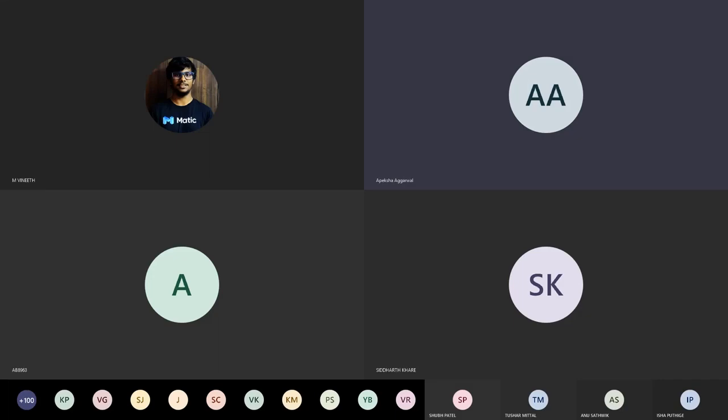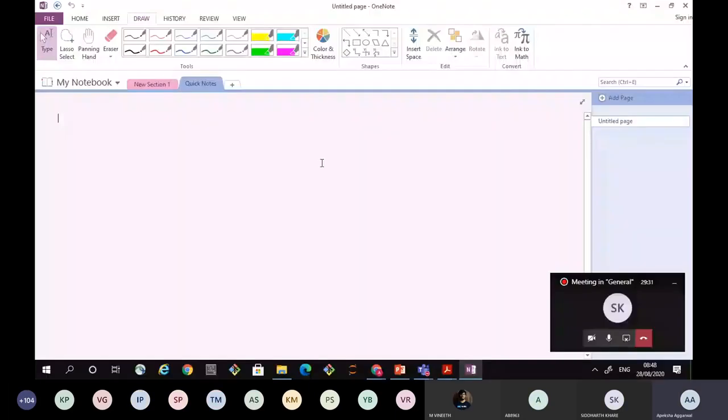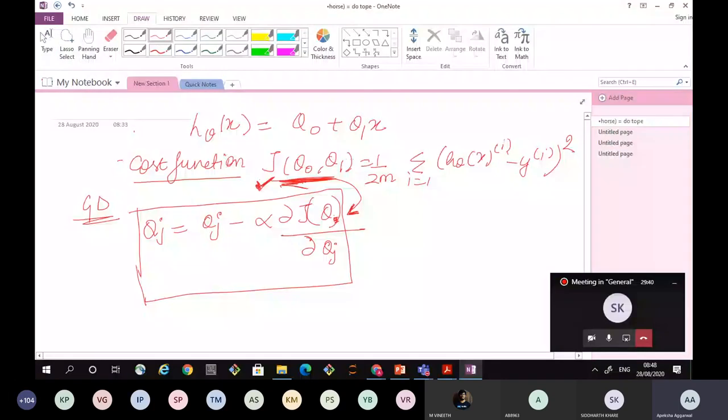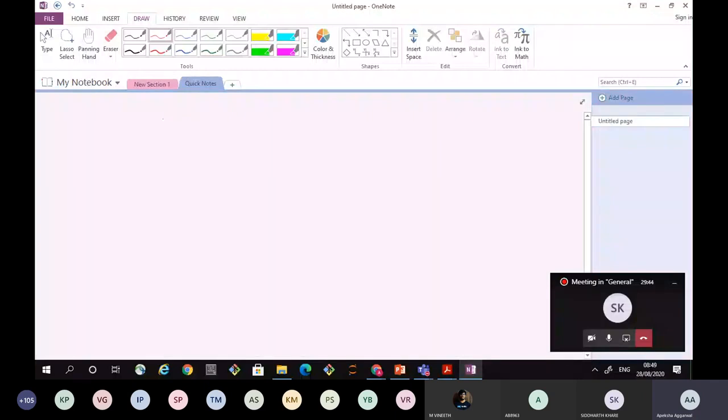Okay. So what I was saying was, we have to change this J function over here in the gradient descent algorithm. So ultimately, what we will get is the function for linear regression. That would be theta 1 is equal to theta 1 minus alpha.